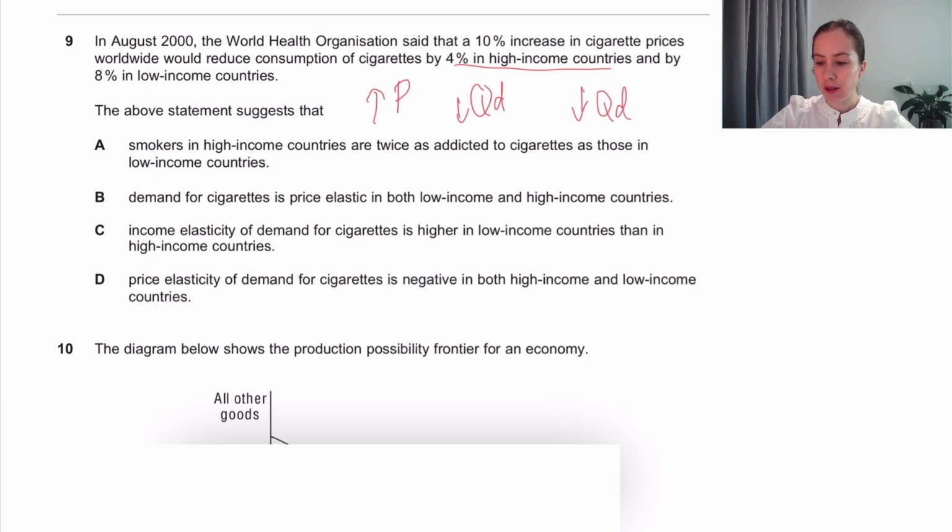Okay, so twice as addicted, right? We don't know anything about their addiction here. We just know their price behavior and their quantity behavior. Demand for cigarettes is price elastic? No, because quantity always responds by less than the price.